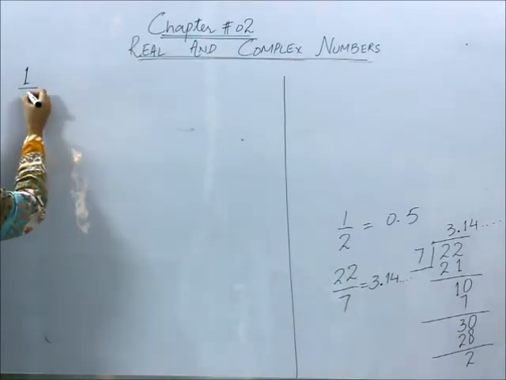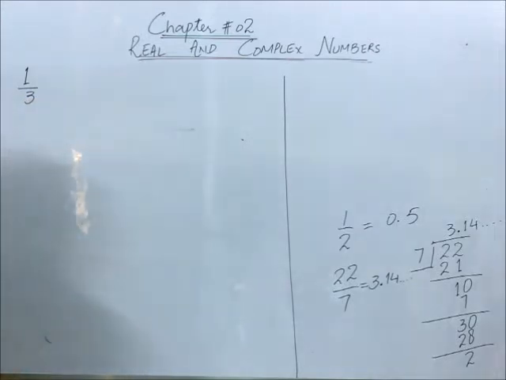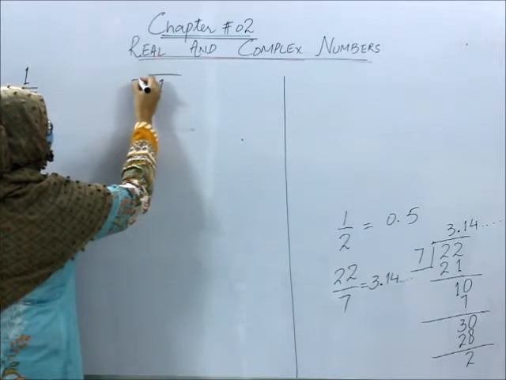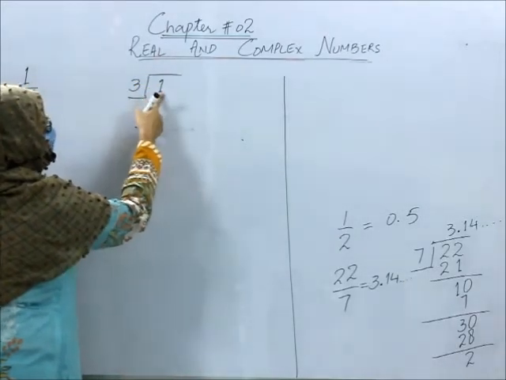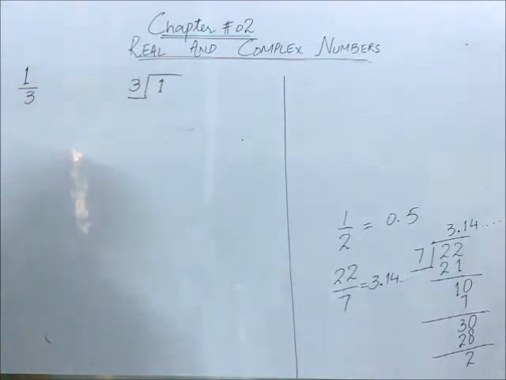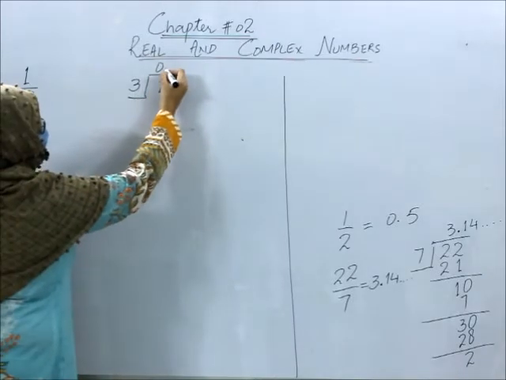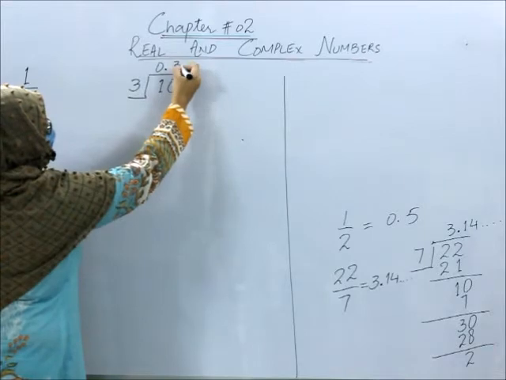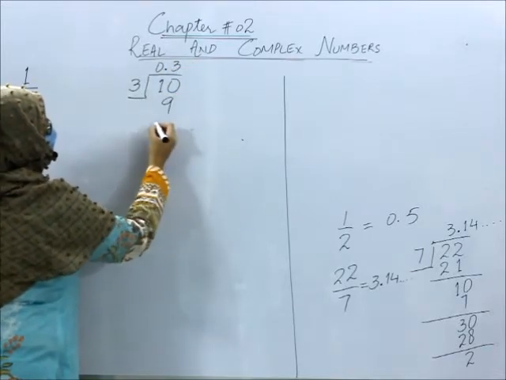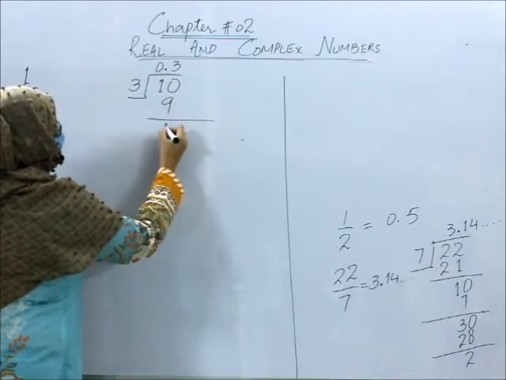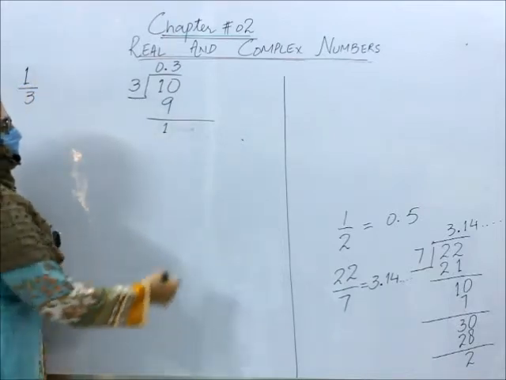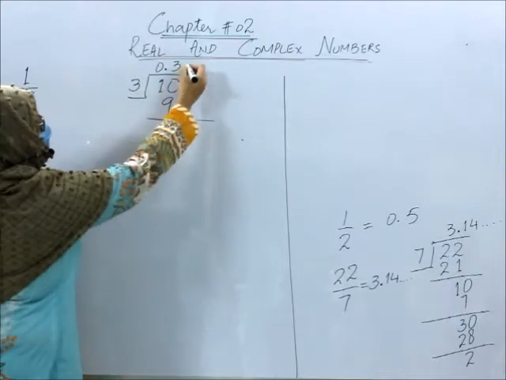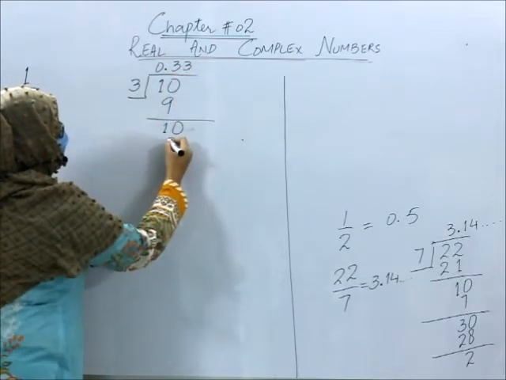Okay, let us take another fraction, that is 1 by 3. Now let us divide it. Can we divide 1 by 3? Absolutely not, because 1 is less than 3. So we will introduce a decimal point over here and then a 0. So 3 into 3 will give you 9. Now what is our remainder? That is again 1. We will again introduce a 0 over here and our answer would be 3 into 3, 9.